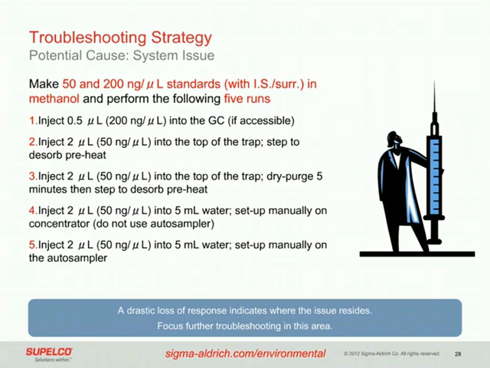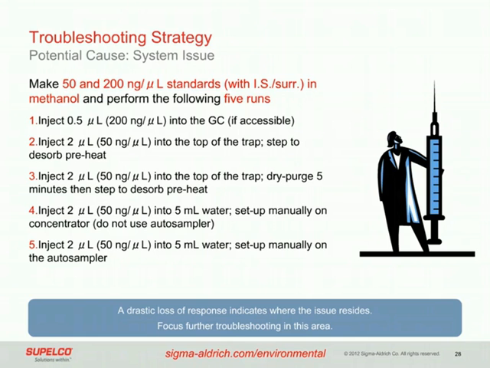So if you can identify the top of the trap, you're going to inject 2 microliters right into the top of the trap, and then you're going to immediately step it to desorb preheat. What this will do is check your tubing and the valving from the trap to the GC and beyond. None of the gas or none of this injection will actually make it into the trap material itself. So we're going to check your tubing and your plumbing and your valving from the trap to the GC.